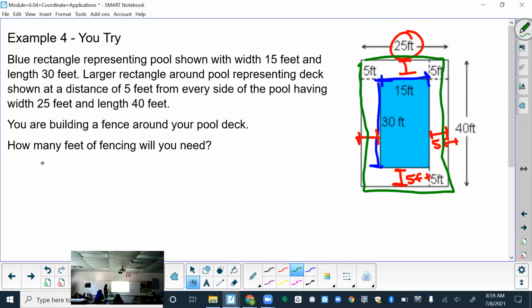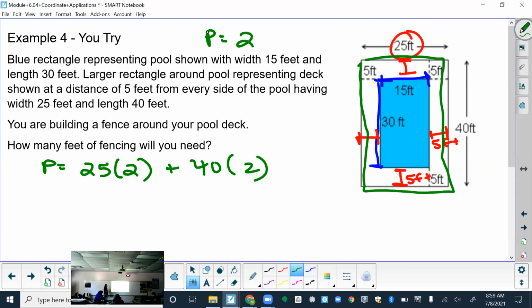All right, what could I do to figure that out? There's a few different things you could do, some easier than others. 25 times 2 plus 40 times 2. All right, that matches for a rectangle, right? 2 times the width plus 2 times the length. So I would do that. You could do 25 plus 25 plus 40 plus 40. It'll give you the same thing.